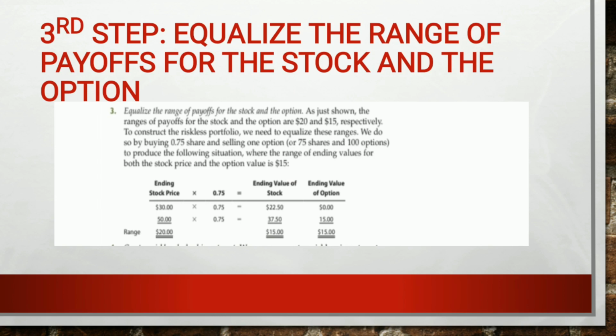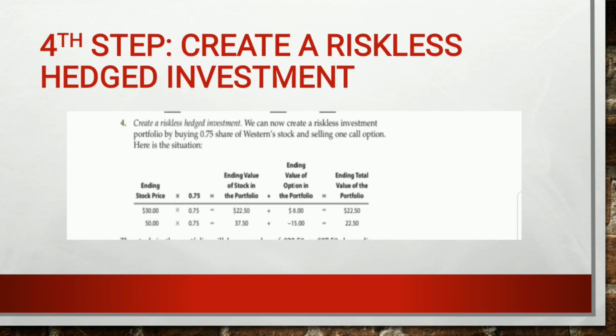So, next step, we have to create a riskless hedge investment. We can now create a riskless investment portfolio by buying 0.75 share of Western's stock and selling one call option. So, here is the situation. Ending stock price $30 and $50 multiplied by 0.75. So, we have here the ending value of stock price in the portfolio is $22.50 for the $30.